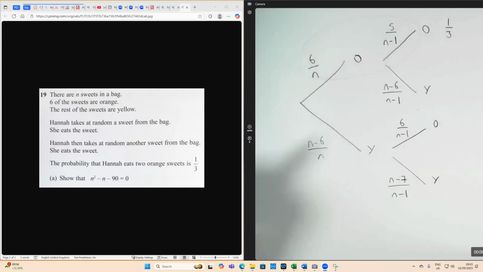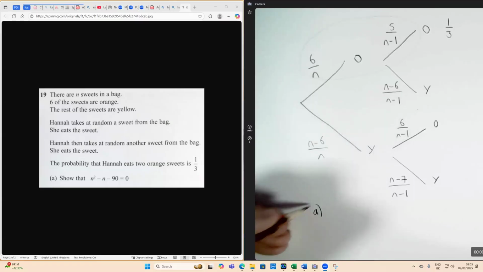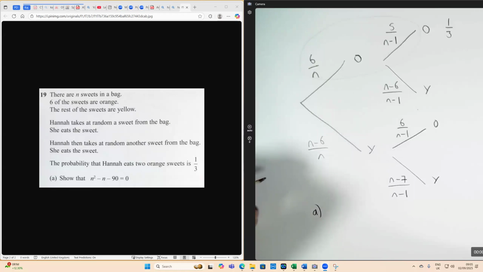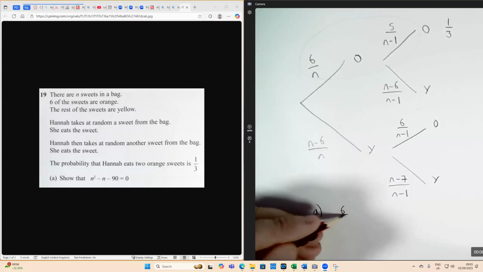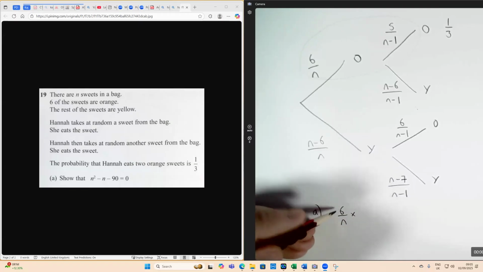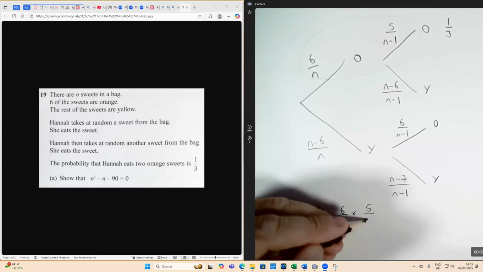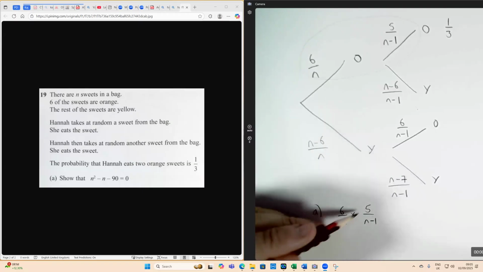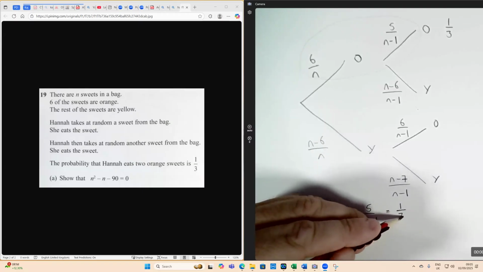So if you had to, for a particular question, as you may well have to, that's how you would complete all of the different aspects of that particular tree diagram. However, in this question, they tell us that the probability of Hannah eating 2 orange sweets is 1/3. So let's have a look at that. We know from our work earlier in this topic that when we think about the word and, we multiply. So we've got 6 over n is the probability of orange, and another orange is going to be, we're going to multiply, and that is equal to 1/3.